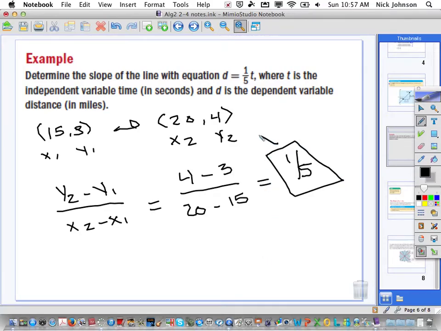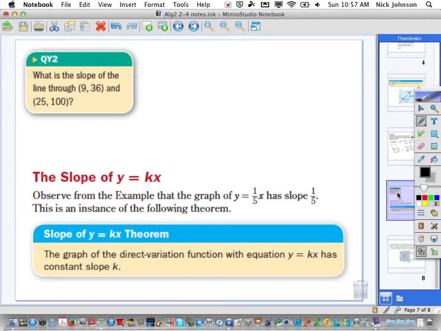Now, we should all know where that comes out at, and that comes out in our constant of variation right there. So we should know when we look at direct variation problems, our slope is this number right in front of my variable. Okay? Quiz yourself too.